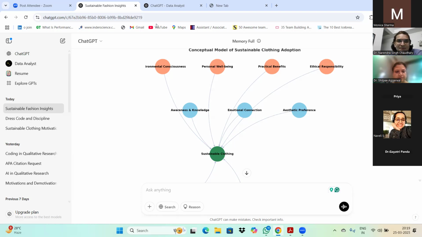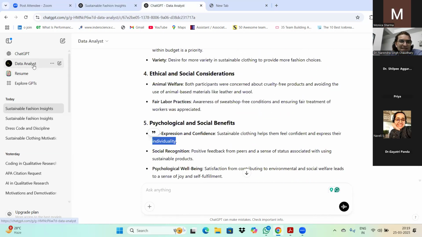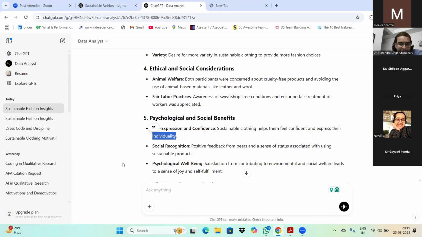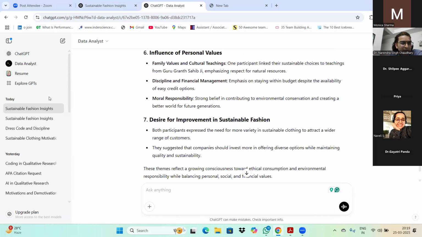Sir, there is an option in ChatGPT, that is Data Analyst. How does it come, sir? I'm using that Data Analyst. So how has it come? It's not shown in the normal ChatGPT interface.